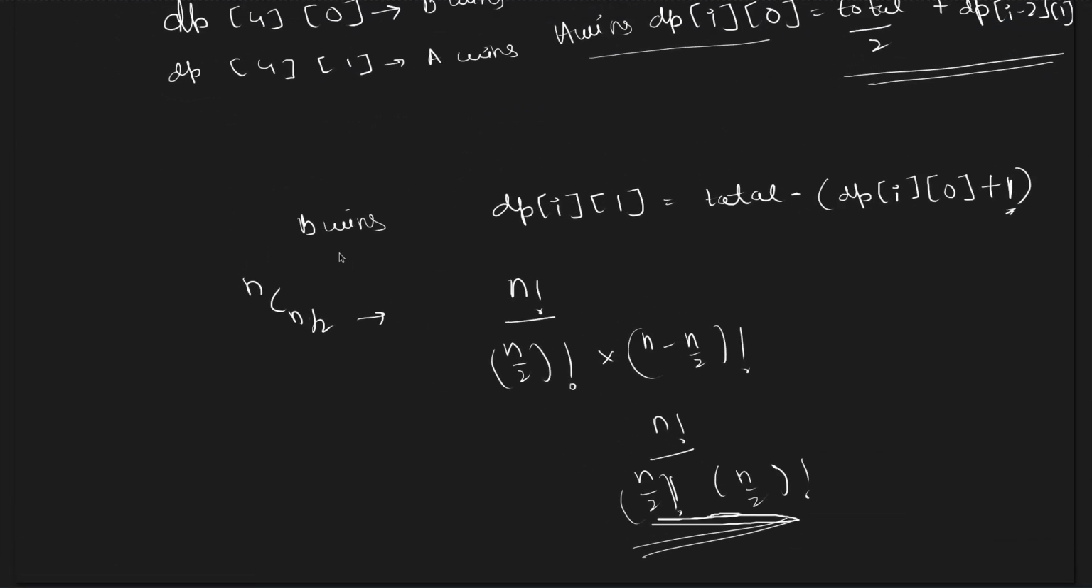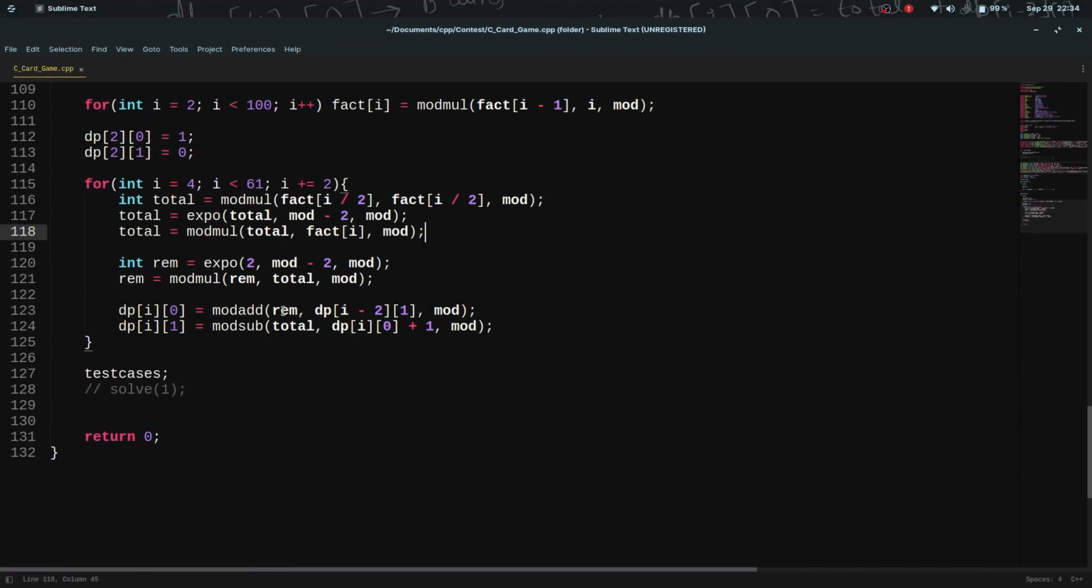So for example, to calculate this particular value, I have calculated total, and I have to calculate total by 2 mod m. So again, I will have to take the modulo multiplicative inverse of 2, and I multiply it with total. So I finally get total by 2 in remaining. So dp of I0 is nothing but the addition of total by 2, which is stored in remaining, plus dp of I minus 2, 1, and I'm taking mod. Again, dp of I1 is equal to total minus dp of I0 plus 1. So this was the number of ways in which player A would win, and this was the draw case, right? So this would be the dp of I1.